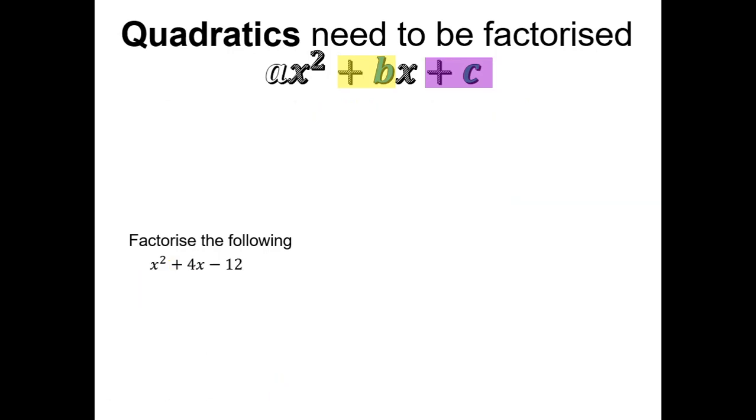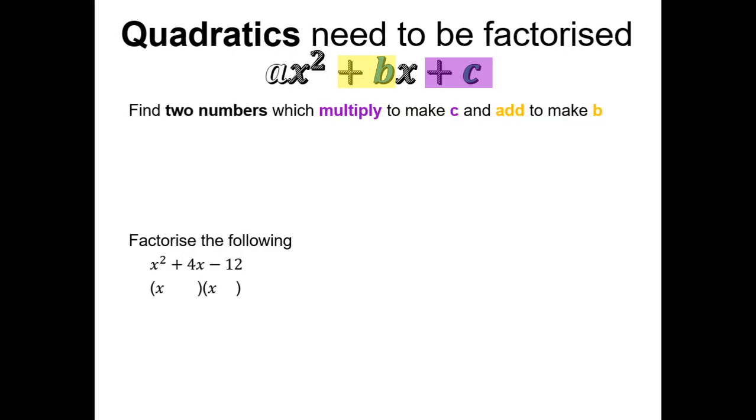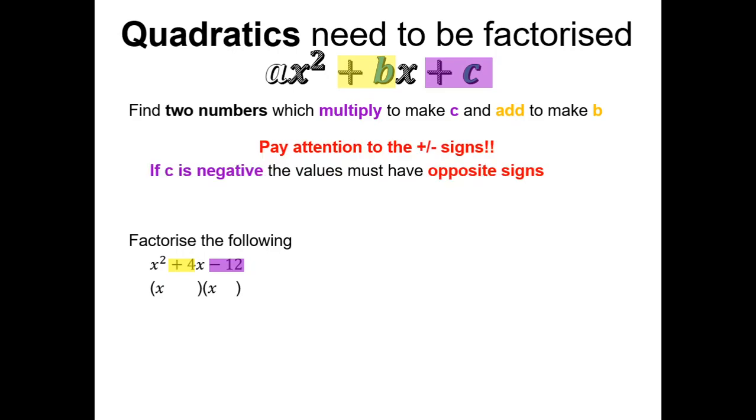Last one here. Again, we're playing with these signs again. That's the hardest bit. Looking for two numbers here, and they need to multiply to make negative 12 and add to make positive 4. Multiply to make negative 12. If they multiply to make a negative, the signs have got to be opposite, so one positive and one negative. Start by listing my pairs.